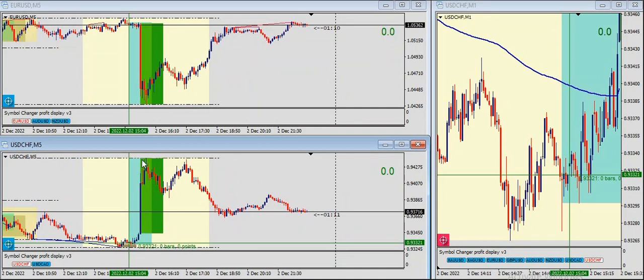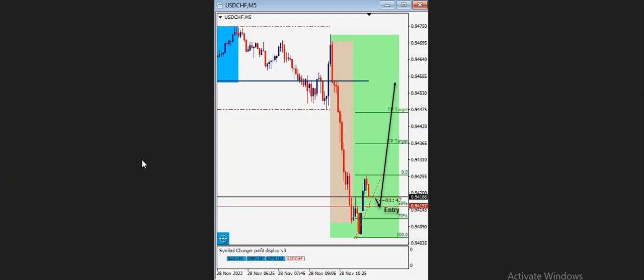Very powerful strategy. Okay, so let's look at other trades that I took outside that strategy. Look at this. In the last video I made, I explained how to take this entry. This is a weekly open line and also a daily open line. The daily open was here.